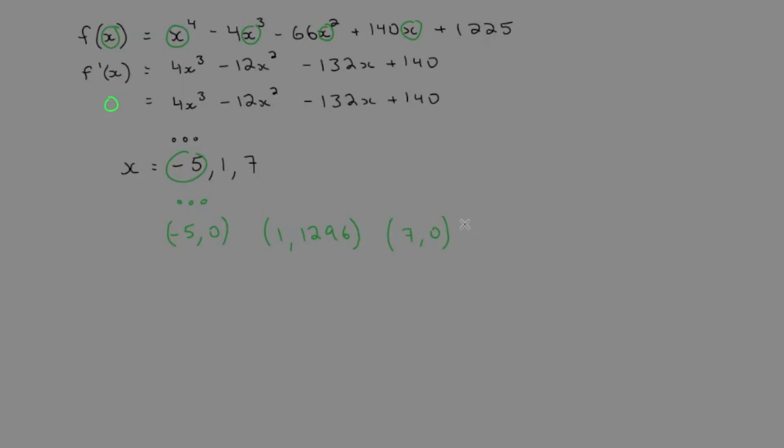So what do we do with these coordinates now? We still have to figure out, are they a local maximum or a local minimum? To determine this, we plug the x values into the second derivative. We have to determine the second derivative based on our first derivative. This will be 12x squared minus 24x minus 132.